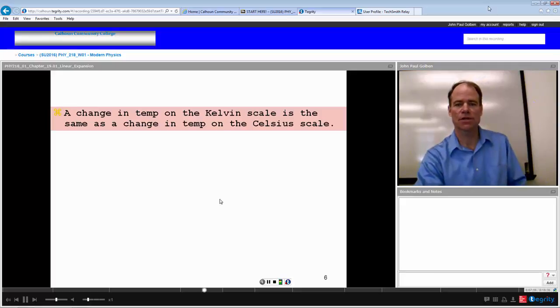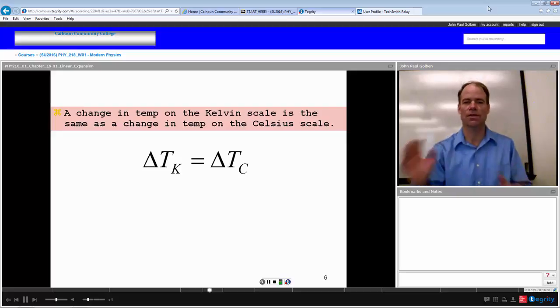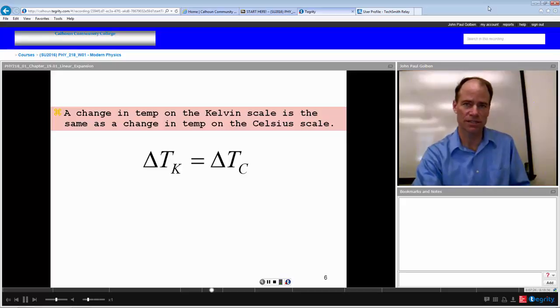The change in temperature on the Kelvin scale is the same as a change in temperature on the Celsius scale. So those changes in temperature are the same. This can be very useful if you're dealing with changes in temperature, which many problems will just deal with, rather than the absolute temperature itself.